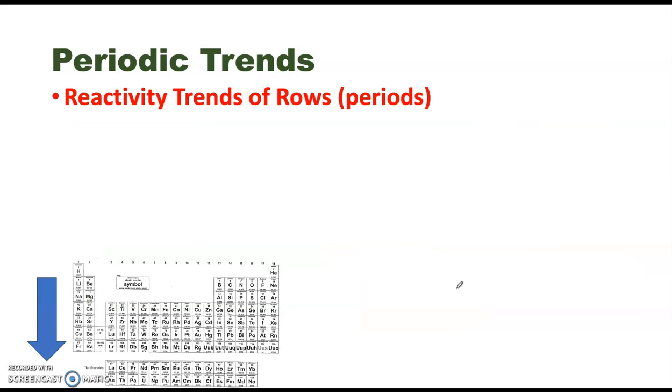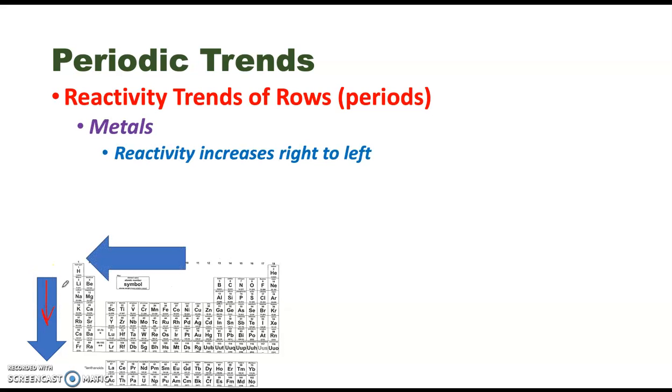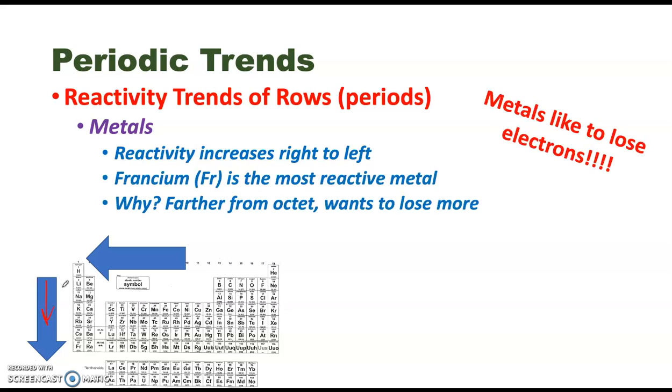Okay, the reactivity trends of rows. Notice I left the column trend in here, but we're going to add the rows. So going left to right, the metals get more reactive as you go left. Why? Because the farther from the octet you are, the more you want to lose electrons.